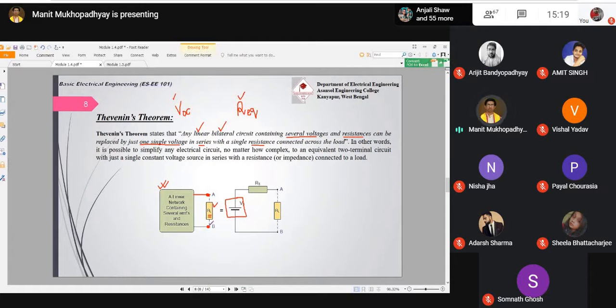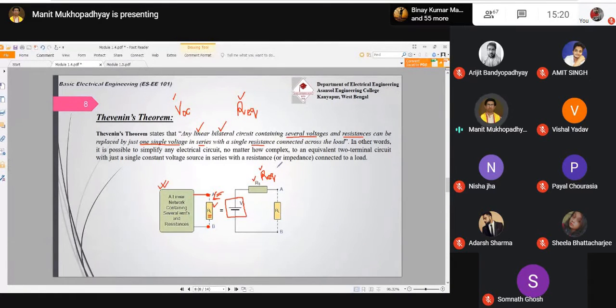And opening this RL, seeing from this side, what is our equivalent resistance in the circuit, that is called the RS or REQ. In some books you will see RS written, in some books you will see R equivalent written. Don't get confused. You can write R equivalent every time. This will be better for your understanding.